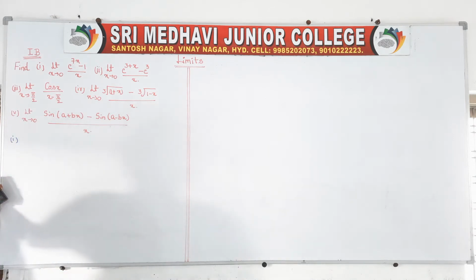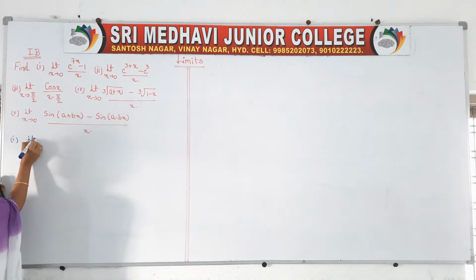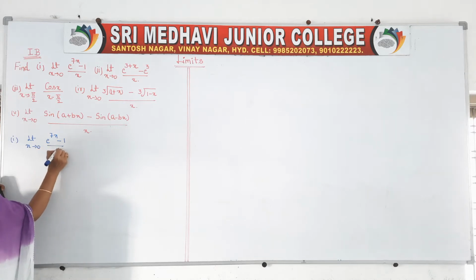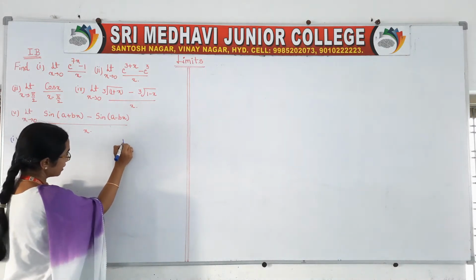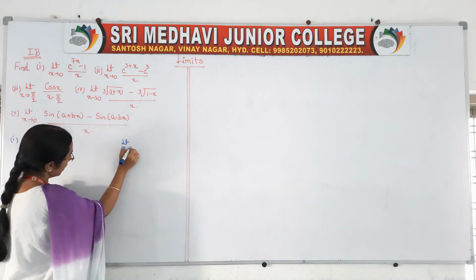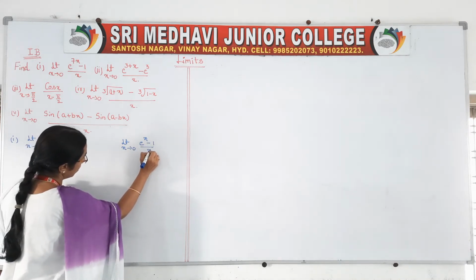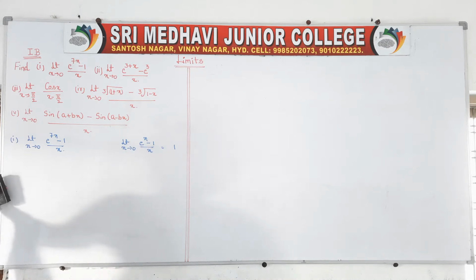What is your first question? Limit x tends to 0, (e to the power of 7x minus 1) by x. Okay, so take the question. There is one standard result in limits, that is limit x tends to 0 of (e to the power of x minus 1) by x is equal to 1. We are having that result.